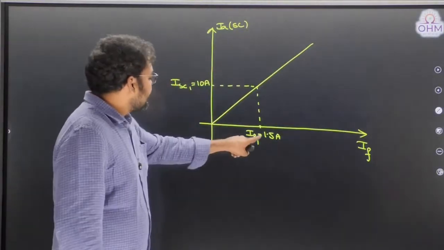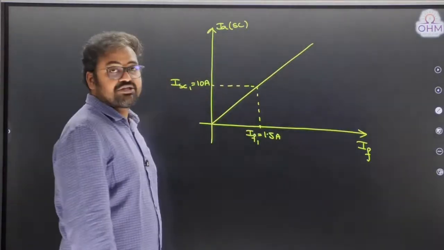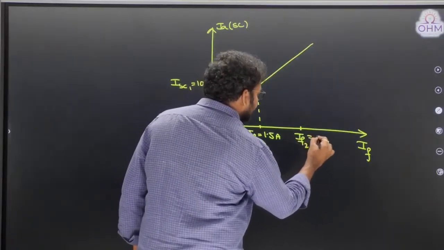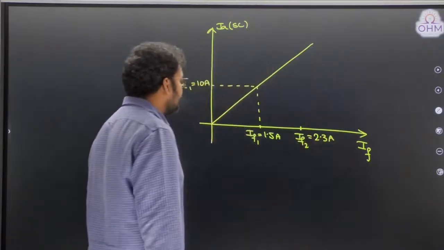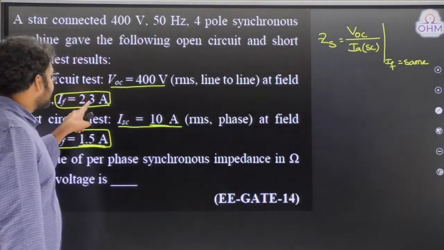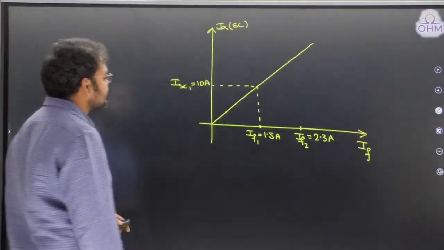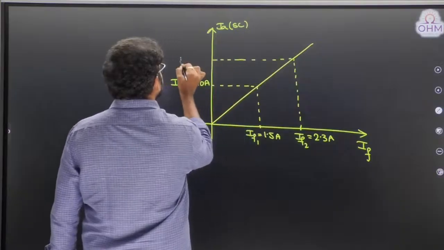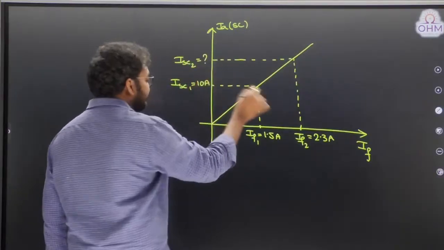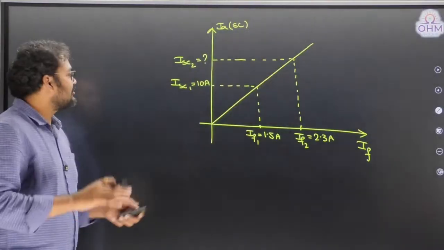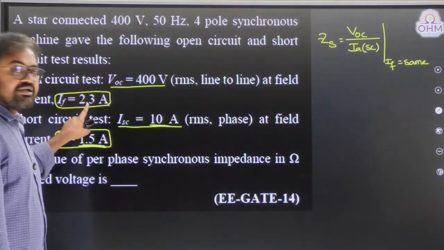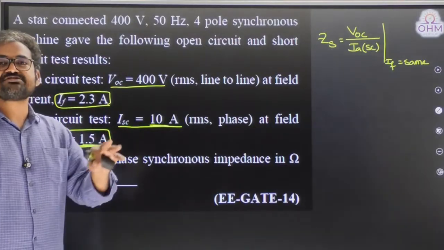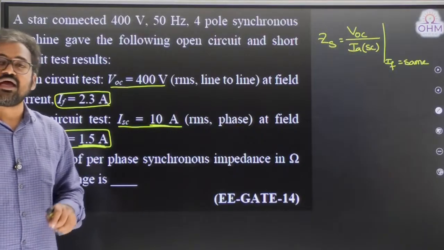At a field current of 1.5 ampere, the short circuit current was 10 ampere, but I want to know what the short circuit current is at a field current of 2.3 ampere. If the field current is 2.3 ampere, what is the short circuit current? I want to know the new short circuit current if the field current was 2.3 ampere. Why am I doing that? Because the open circuit voltage was already measured at 2.3 ampere of field current. Therefore, I want to know the short circuit current at 2.3 ampere of field current.